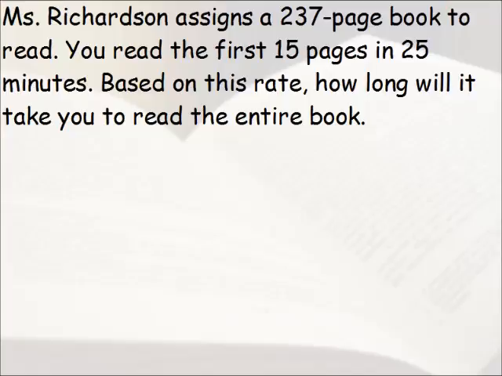Example 1. Ms. Richardson assigns a 237-page book to read. You read the first 15 pages in 25 minutes. Based on this rate, how long will it take you to read the entire book? We know that we're trying to read a 237-page book, and we're trying to find out how long it will take.